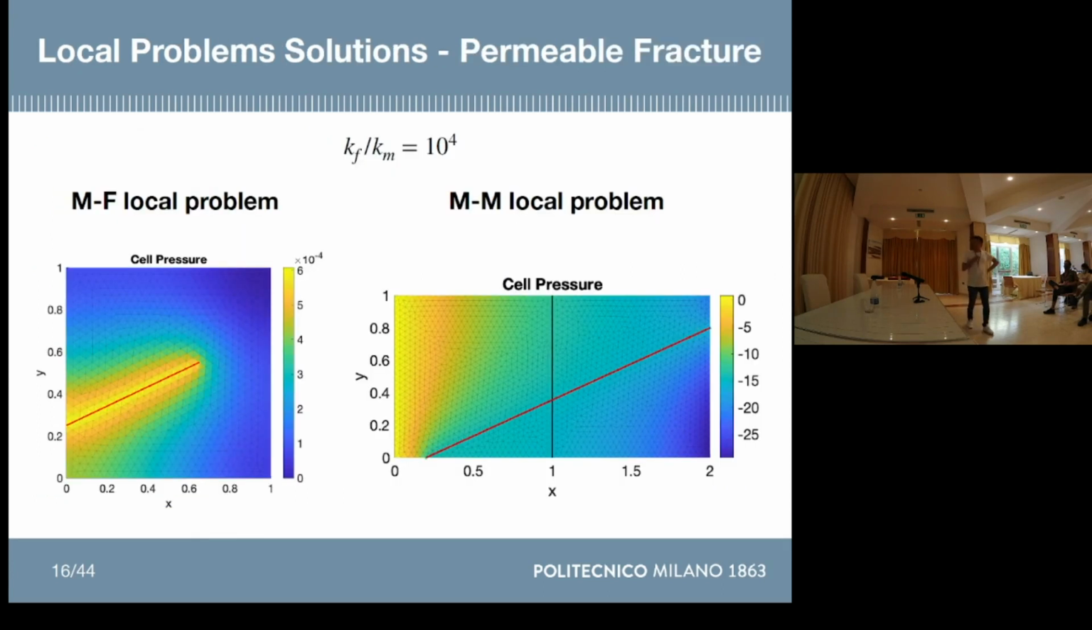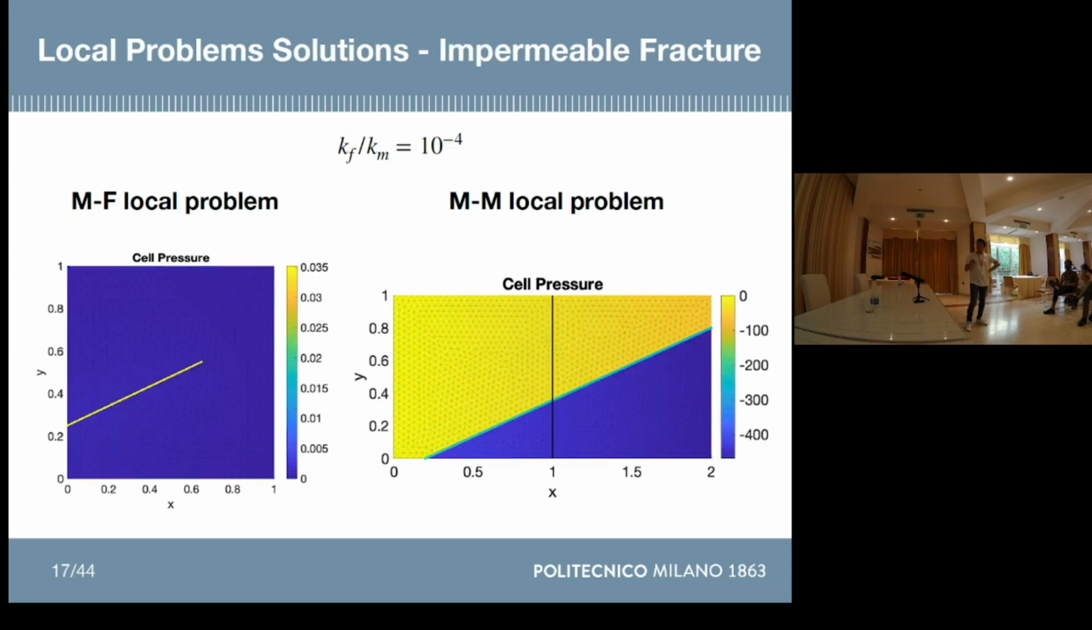So this is a typical solution for a permeable fracture, for the matrix fracture local problem. The values of the pressures are fictitious, but this doesn't have any impact on the calculation of the transmissibility, since it is a ratio between flux and average of pressures. Here instead we see the solution when the fracture is impermeable, and the effect is clearly visible on the matrix local problem.